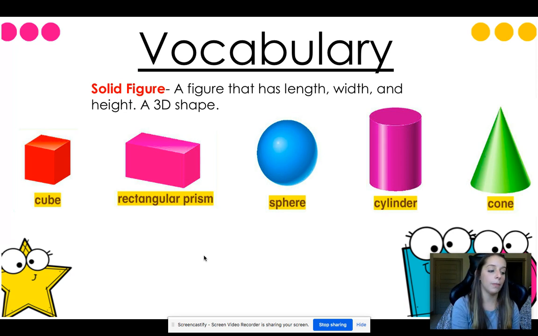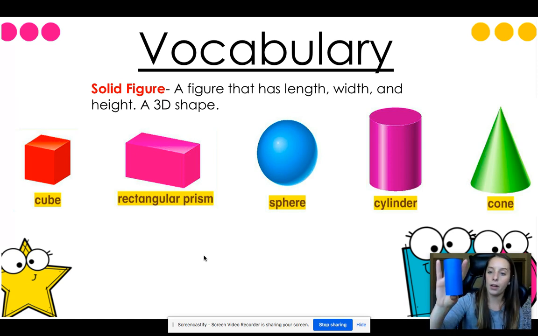So the first one we learned about is a cube, which is made up of all squares on every side. We have our rectangular prism, which is made up of rectangles as well as squares. And turn it around so that you can get a better idea of what this looks like. The next one we were introduced to is a sphere, and a sphere is rounded on all sides. It looks like a ball.